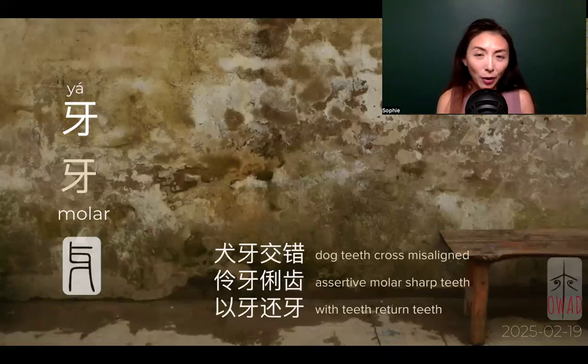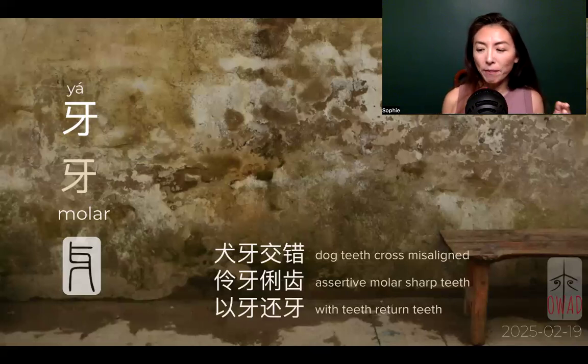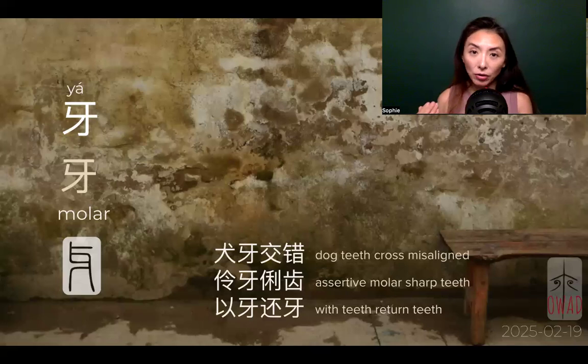So 以牙还牙, we also have 以眼还眼, an eye for an eye. It basically talks about if there is some feud, some loss or bodily injury that one person inflicted on another person, and that person is entitled to revenge in an equal amount, and that's 以牙还牙.